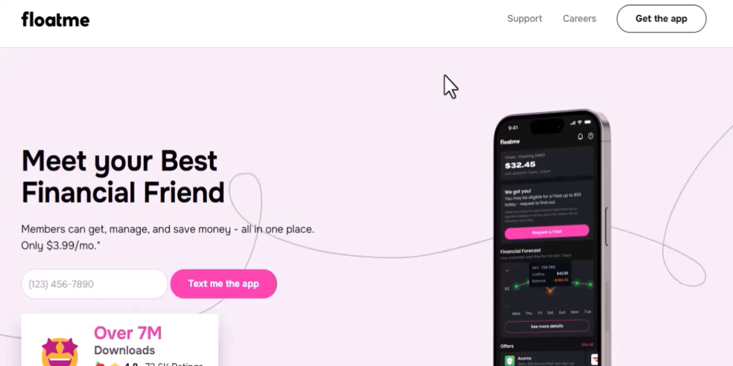With that said, if you're considering using FloatMe, it's essential to understand the potential costs involved. Always weigh the benefits against the potential drawbacks to make an informed decision.